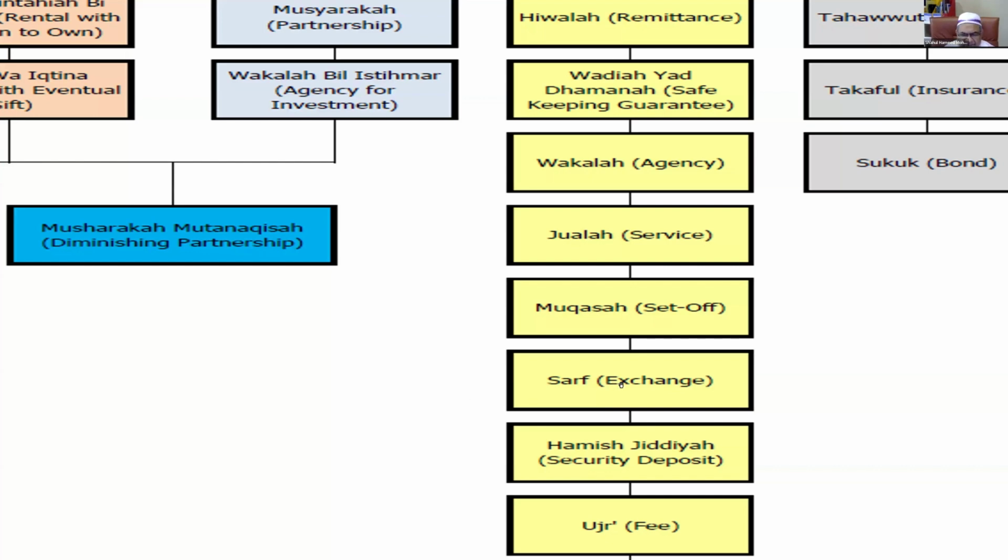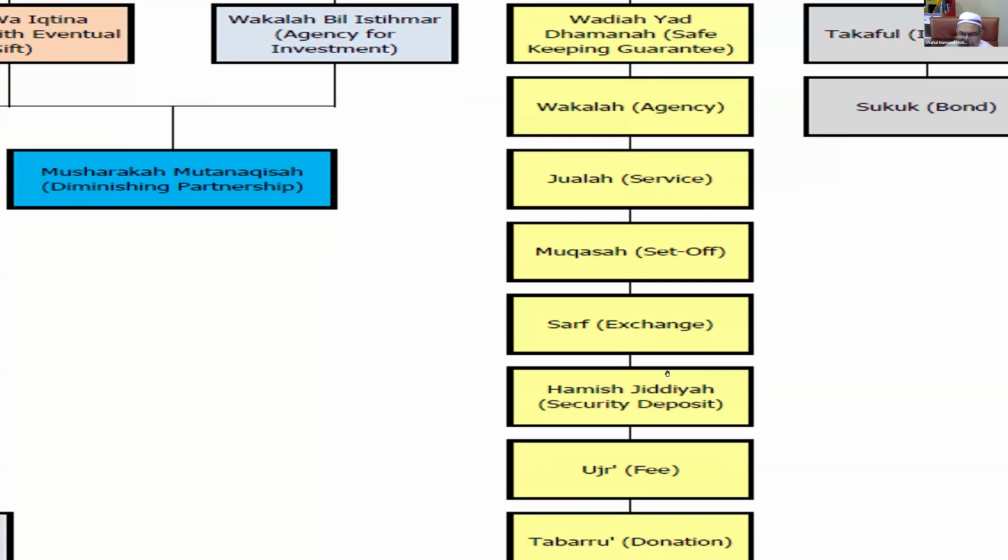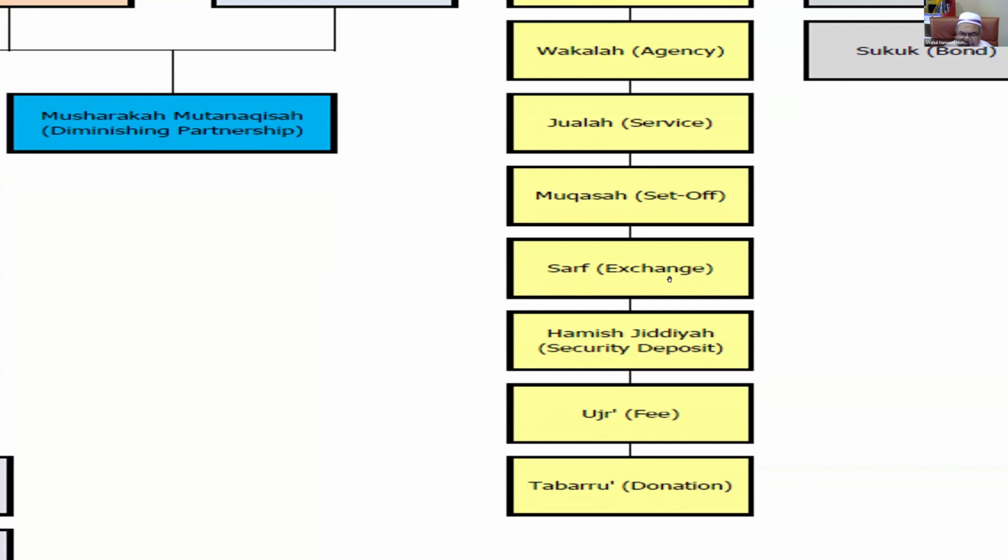Sarf is exchange, which we basically use in what they call foreign exchange contracts. Hamish Jiddiyah is a type of security deposit, and there's another one called Urbun, both also security deposits, but these two are different, so we'll discuss that later on when we do the Murabaha.